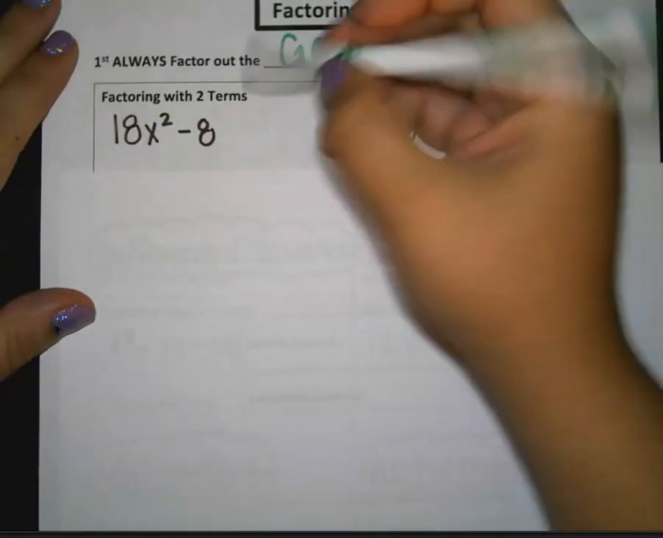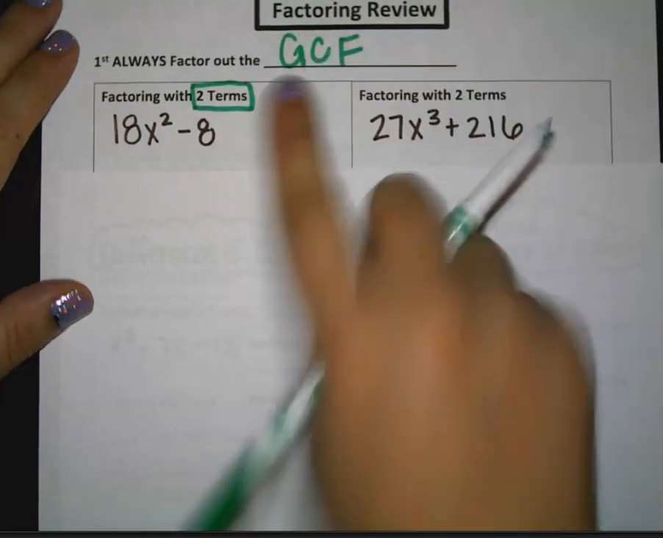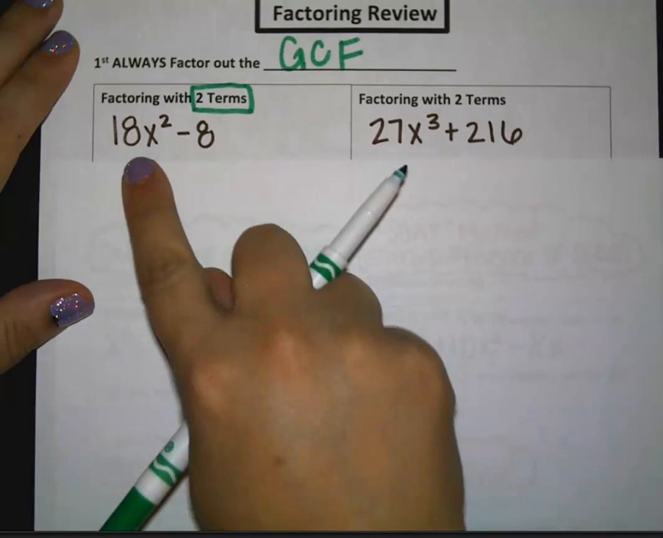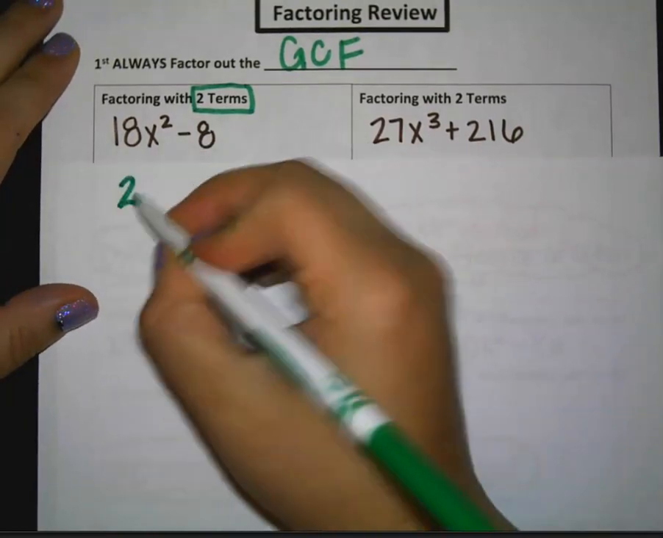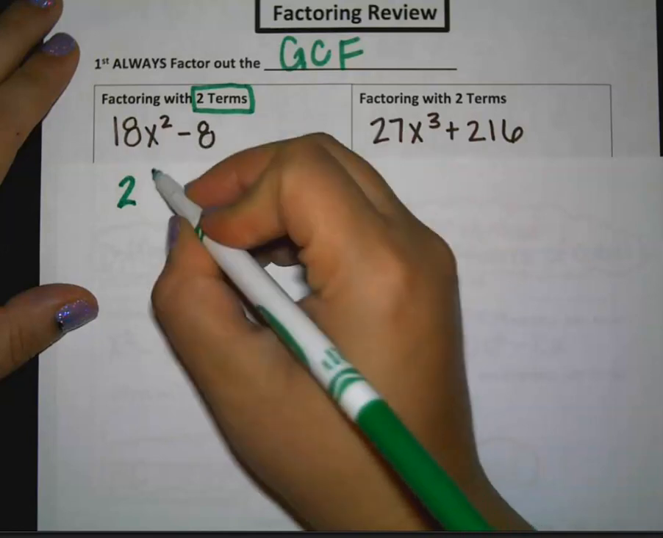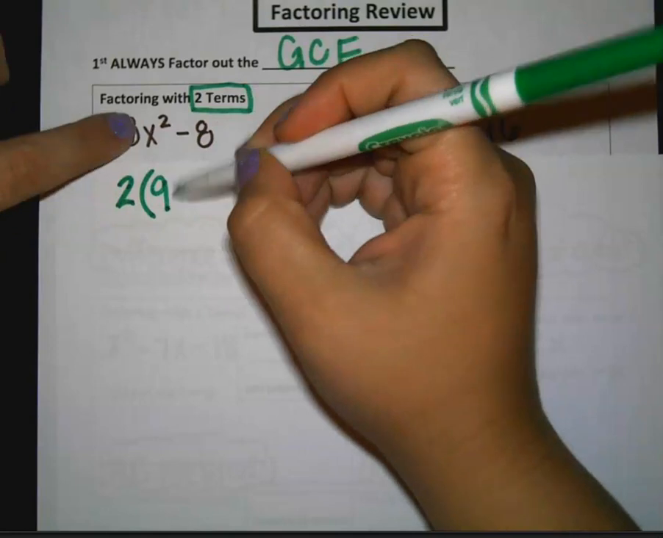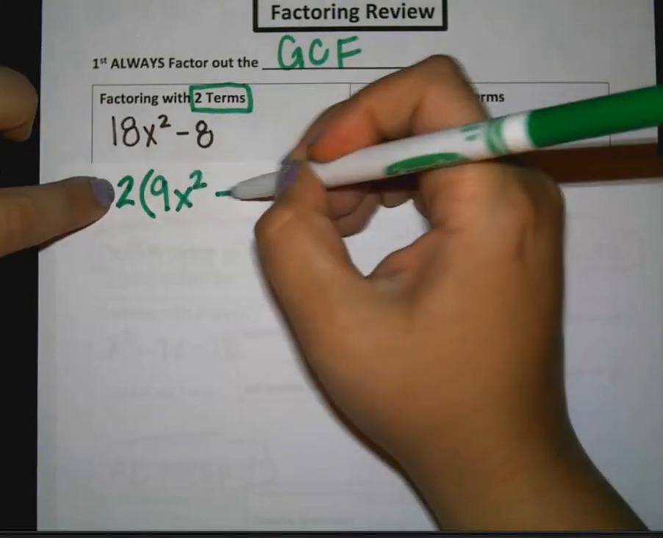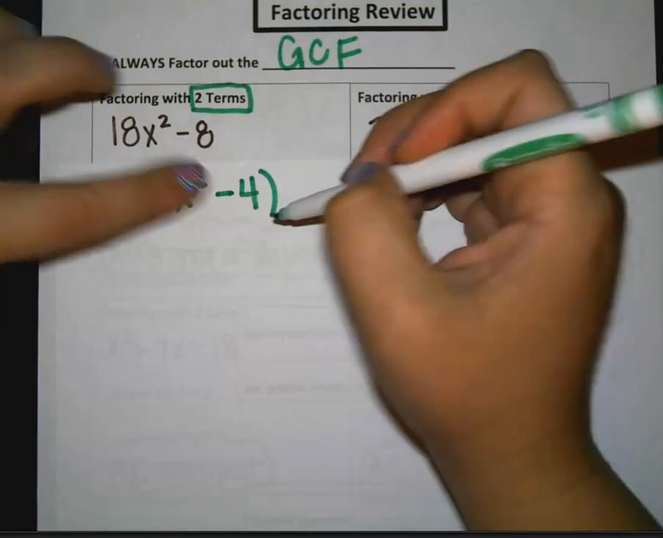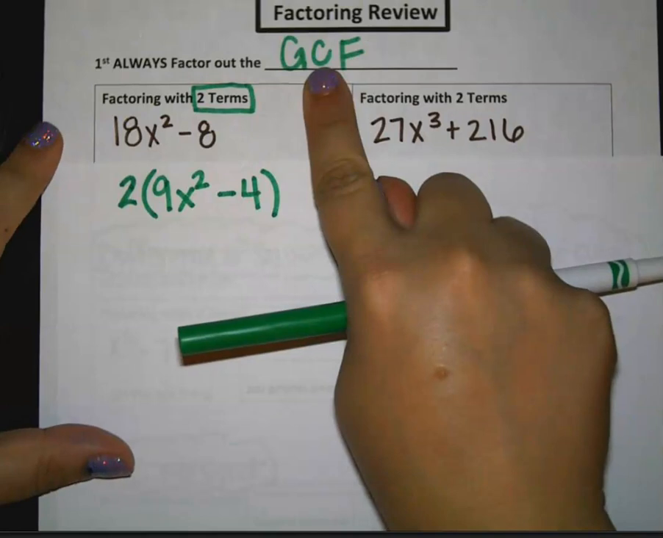So when there are two terms, the first step is still, is there a GCF? So if we look here, both of these numbers are even, so we know that 2 can go into both of them. They both don't have x's, so it's just 2. So then 2 times 9 is 18, and then x squared, and then 2 times negative 4 makes negative 8. So that is always the first step, if it can be done.